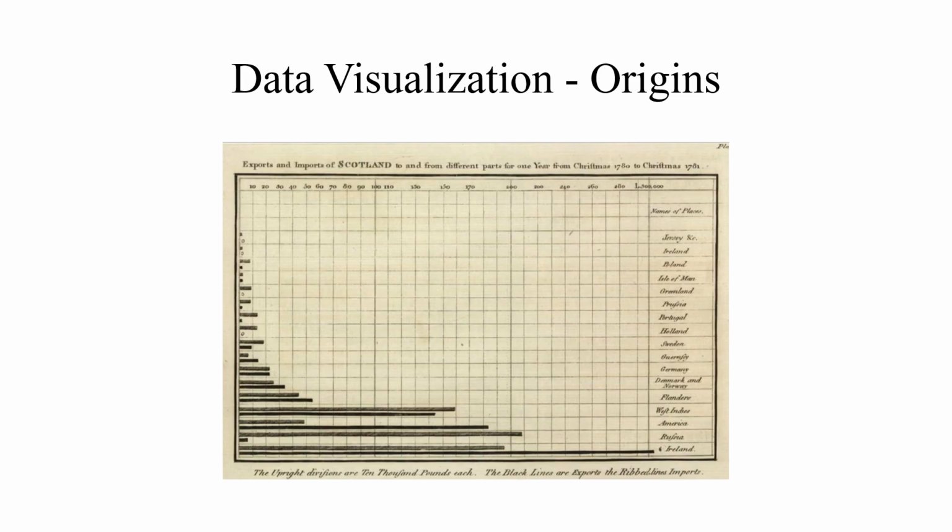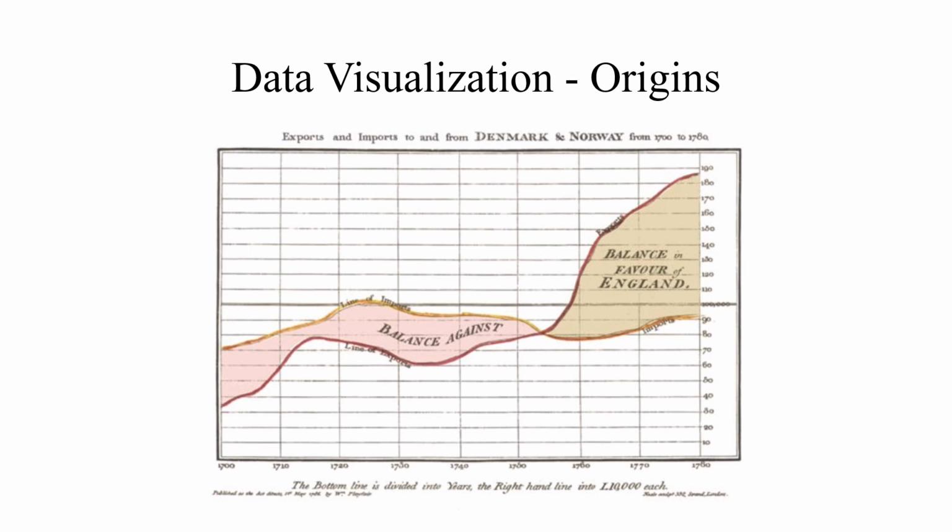This image is of an early bar chart showing the relative importance of Scotland's trading partners. It shows exports and imports of Scotland to and from different places for 1 year from Christmas 1780 to 1781. This image is of Playfair's chart of imports and exports to and from Denmark and Norway, typically credited as the first use of a chart in lieu of a table.